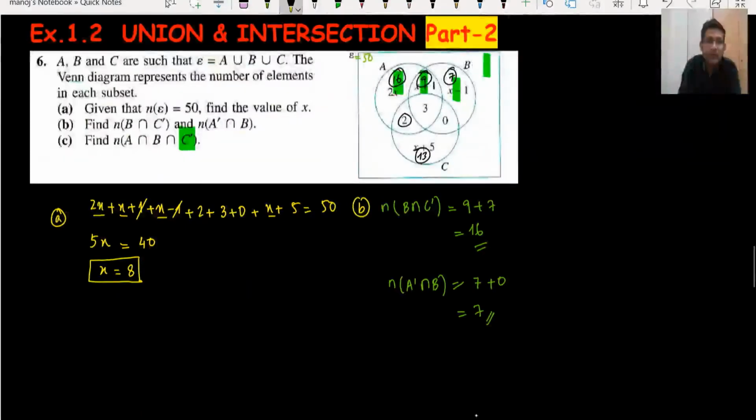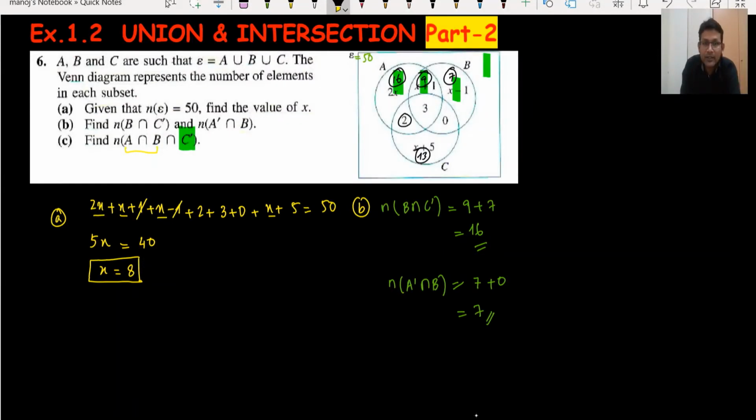Now, what you have to do first is find what is common in A and B. What is the result of A and B? The common area of A and B is this one. Here I use a different color.